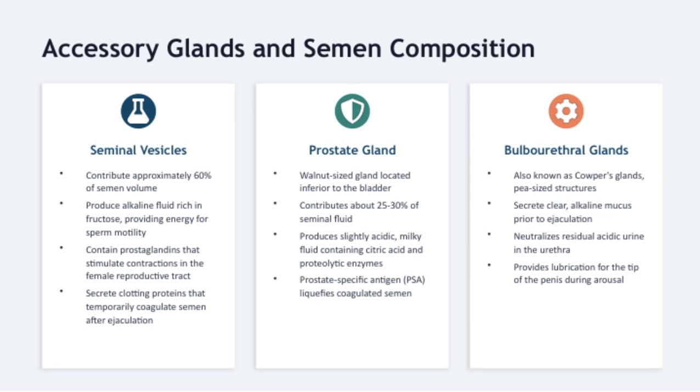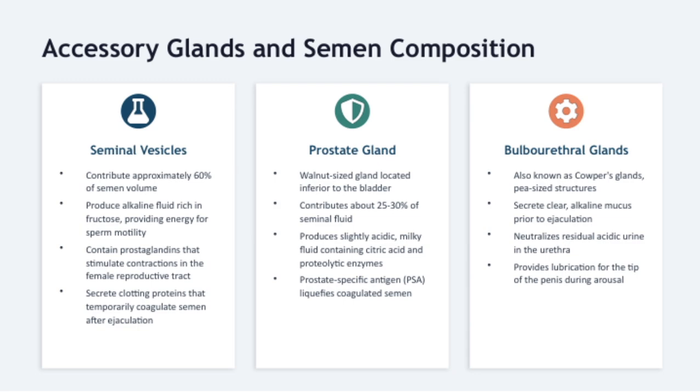This walnut-sized gland is located just below the bladder and is a major contributor to semen volume, about 60%, in fact. The prostate produces an alkaline fluid rich in fructose, which provides energy for the sperm, supporting their motility as they travel through the female reproductive tract.